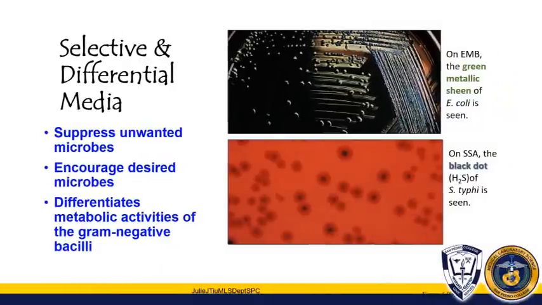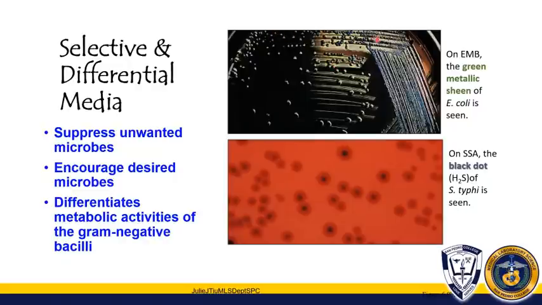So a particular culture medium can function both as selective and differential. And I have here two concrete examples. The first one is your eosin methylene blue. Look at the green metallic sheen of your Escherichia coli in the medium. This will actually differentiate E. coli from the rest of the enteric bacteria.